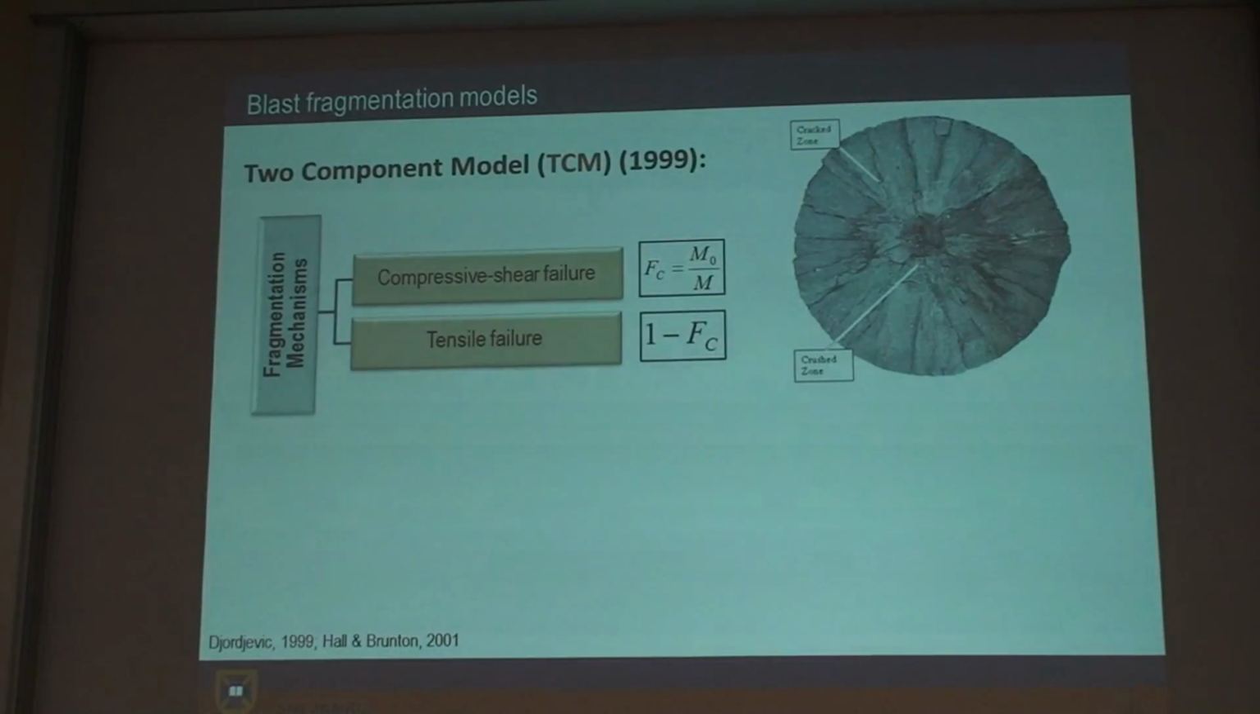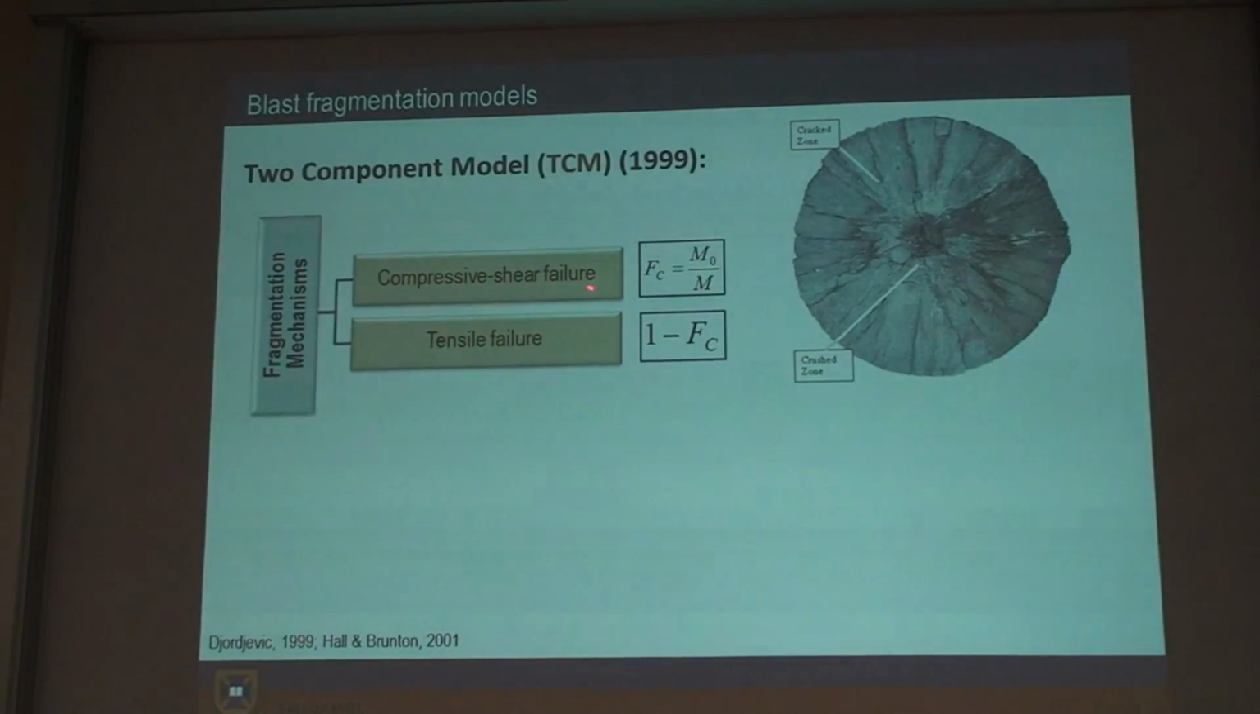Okay, about the TCM, or two-component model presented by Georgievic, the assumption here is that in blasting we have two fragmentation mechanisms: compressive shear failure around the blast hole adjacent to the explosive, and also tensile failure at a distance farther from the center of the hole. And it is a right idea because we actually have these two differences.